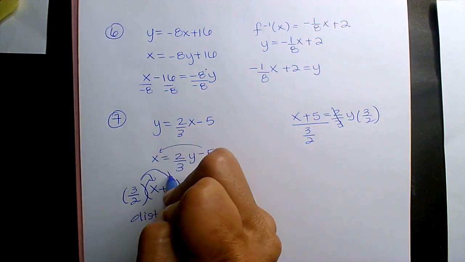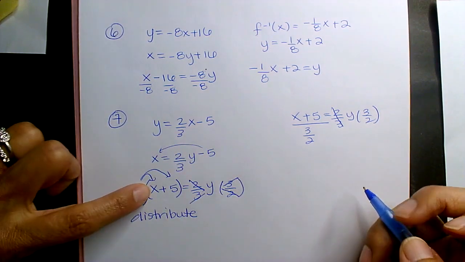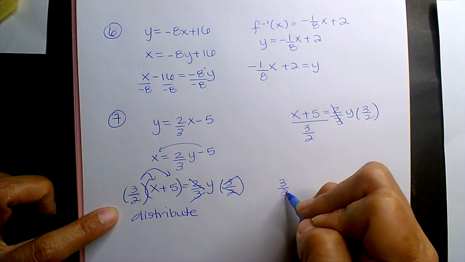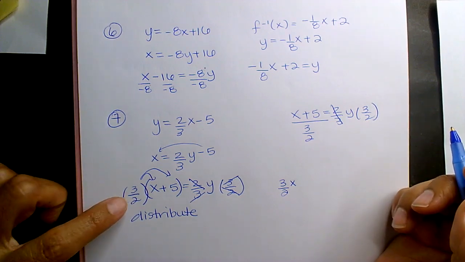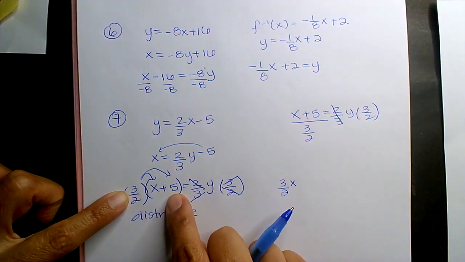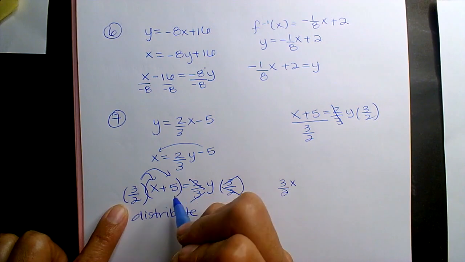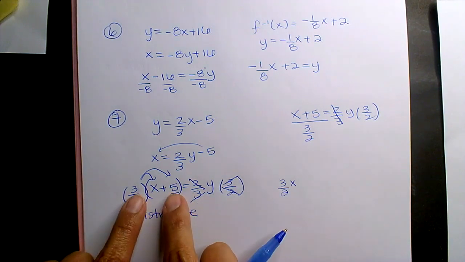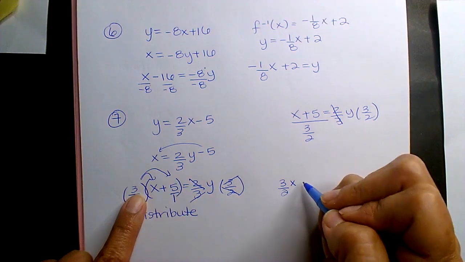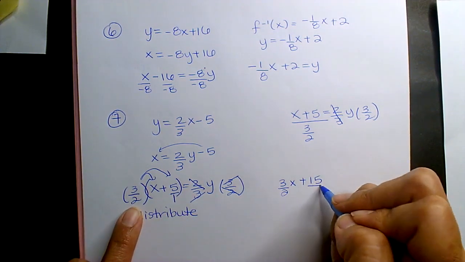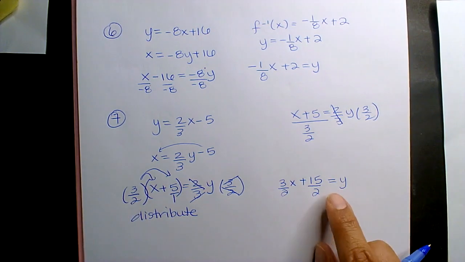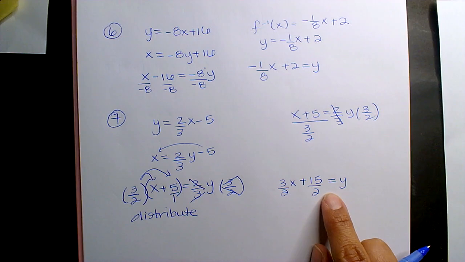Go ahead and distribute. So what's 3/2 times x? 3/2 x, right? Everything times 1 is itself. Okay, what's 3/2 times 5? And so now 5 is really 5/1. So what's 3 times 5? 15. And then what's 2 times 1? 2. And so this is your inverse function.